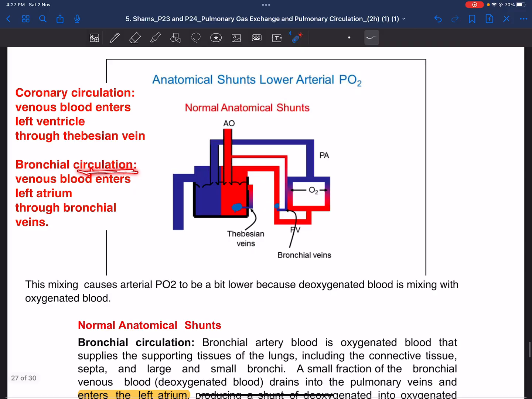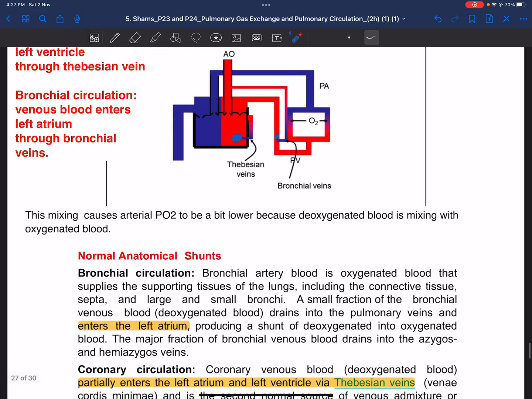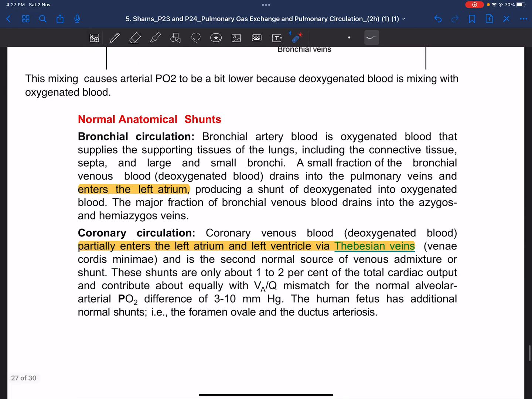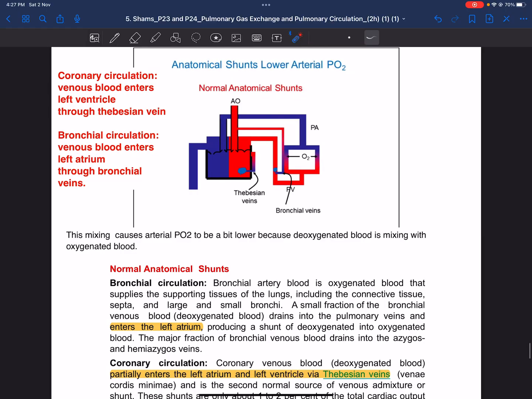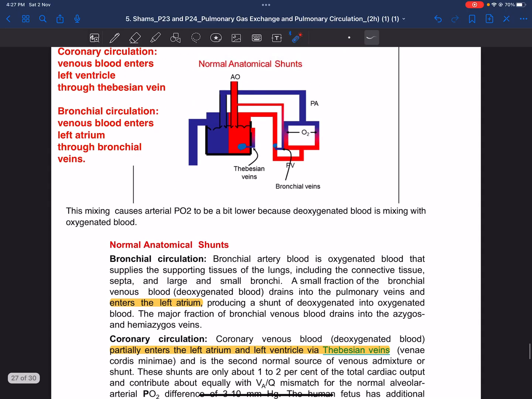In bronchial circulation, venous blood enters the left atrium through bronchial veins. For the coronary, it was Thebesian, now it's bronchial. So this is the bronchial vein, right here, and it's entering the circulation and mixing with oxygenated blood, that's red, in the bronchial circulation. These shunts only affect 1 or 2% of total cardiac output, so it's quite negligible. It's not like patent ductus arteriosus where most of the blood is going there. It's only 1 to 2%.